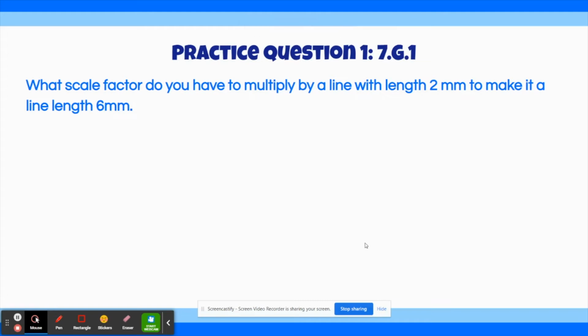Alright, so the first practice question says, what scale factor do you have to multiply by a line with length 2 millimeters to make it a line length 6 millimeters? You can pause the video and solve this one by yourself, and when you're ready to see the answer, you can play the video.